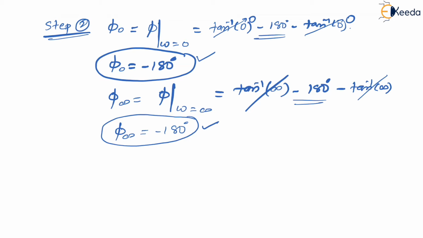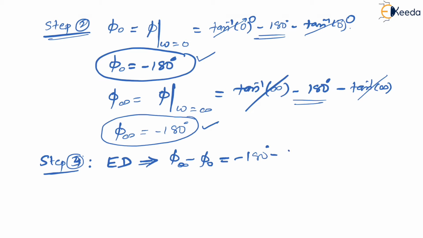Now important for me is the ending direction and starting direction. If you think of step 3, let me do it here only so that you will understand what I'm trying to do. Step 3 is nothing but ending direction, right? And that ending direction is given by phi infinity minus phi 0. Is that correct? Now if you just replace that, phi infinity is going to be minus 180 degrees minus of minus 180 degrees, which is equal to 0.